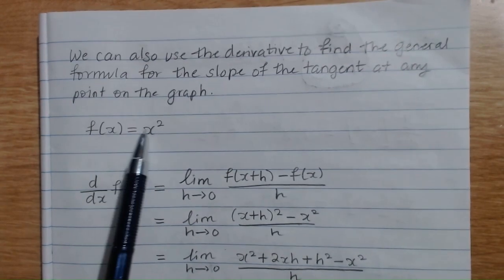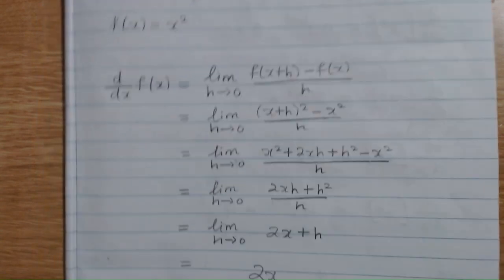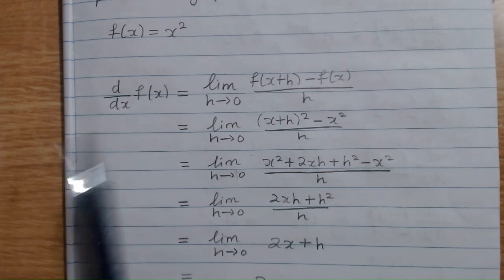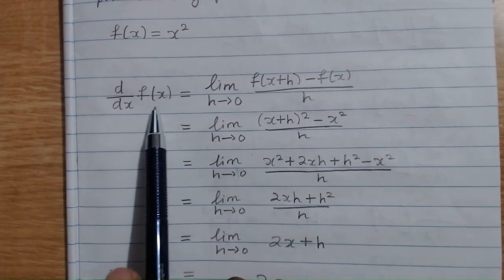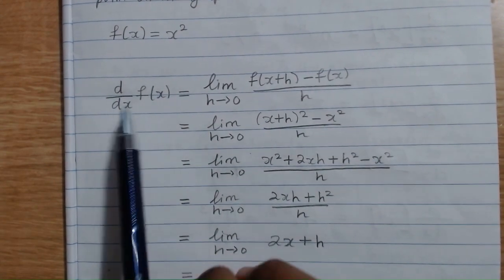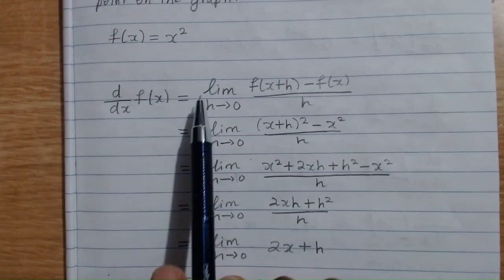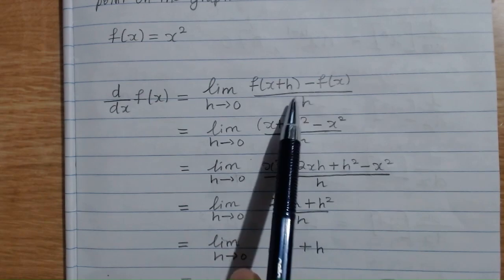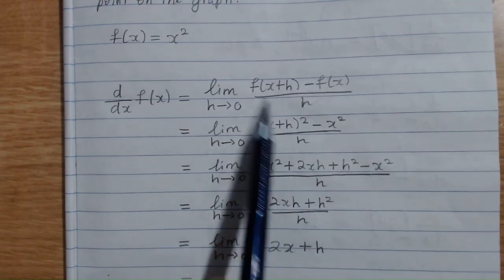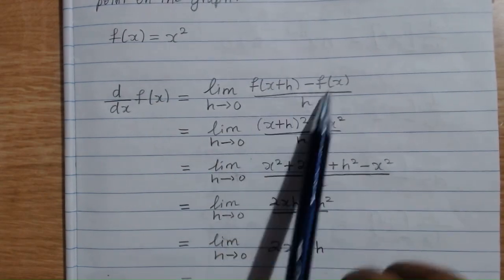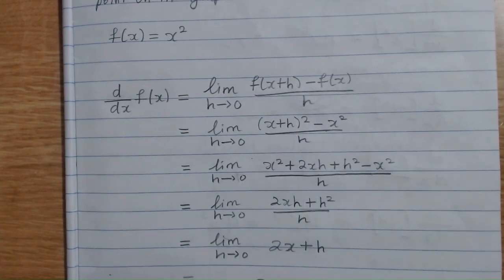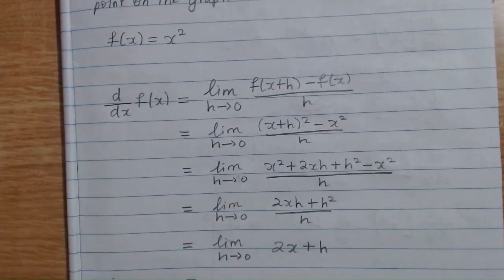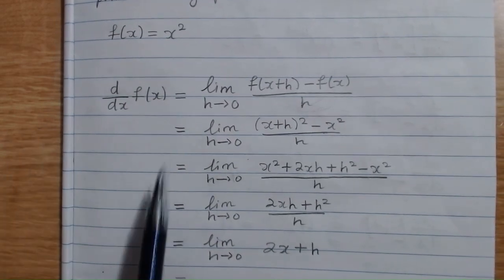So we have f of x equals x squared, and we want to calculate the derivative of x squared. So we're saying d over dx of f of x is nothing but the derivative. We want to find the derivative. It's the limit as h approaches 0 of f of x plus h minus f of x over h. Remember, this is nothing but the slope. This is the slope between 2 points on the graph, and we're asking ourselves, what happens as h approaches 0? What happens as these 2 points come closer and closer together?